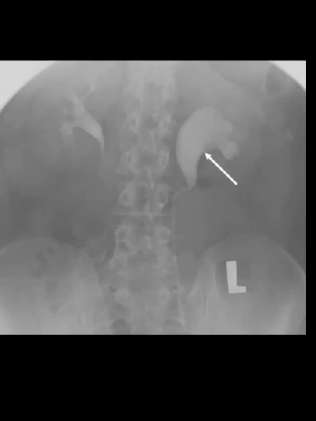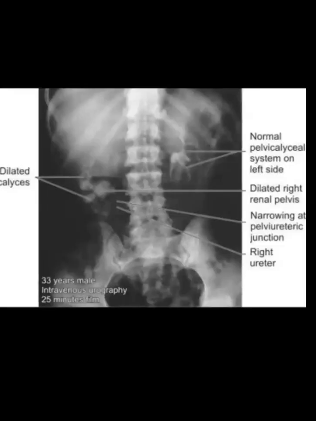So there is a narrowing, and you have seen this. Here I am labeling the things. So the dilated calyx is normal on the pelvic right side, with the calyceal system on the left side versus dilated on the right side.